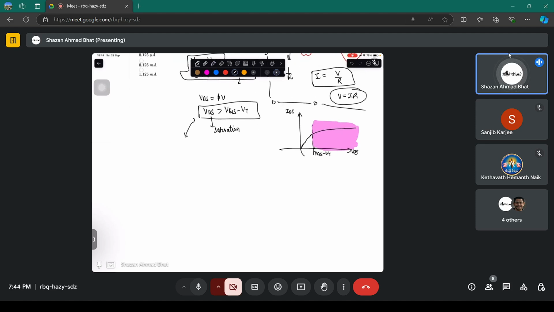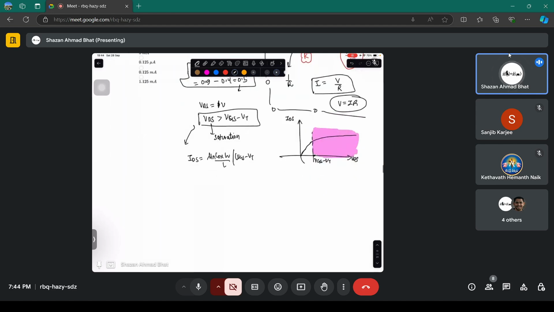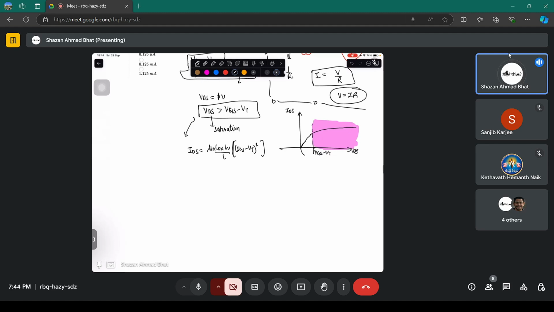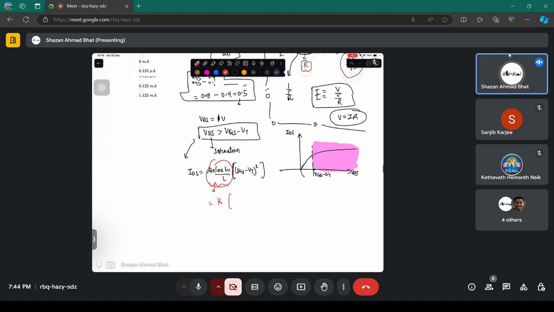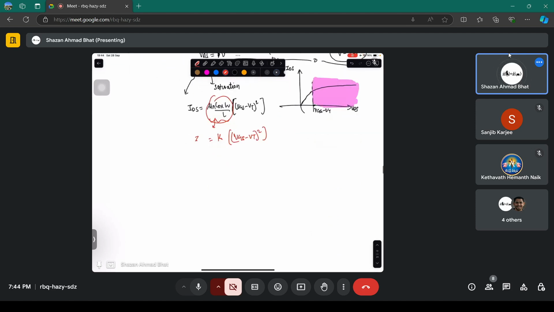So if it is in the saturation region, you have to use the equation which looks something like IDS equals mu n Cox W by L times VGS minus VT square. This is the equation in the saturation region. And this particular product has been given as the transconductance parameter, so let's call it kappa, times VGS minus VT square. Everything has been given. You just have to compute the current.